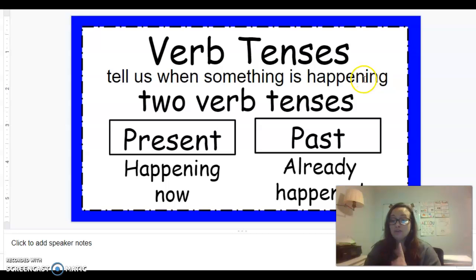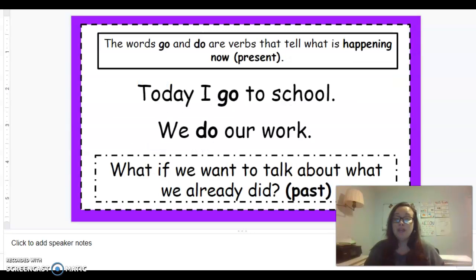So both of these are verb tenses, and remember, verb tenses tell us when something is happening. So there are 2 different verb tenses. There are present, and that's when it's happening right now, and there are past, and that's when it's already happened. We've already done it. Now, this week's words, go and do, are both present tense verbs. That means they are happening right now. So for example, today I go to school. Another example, we do our work.